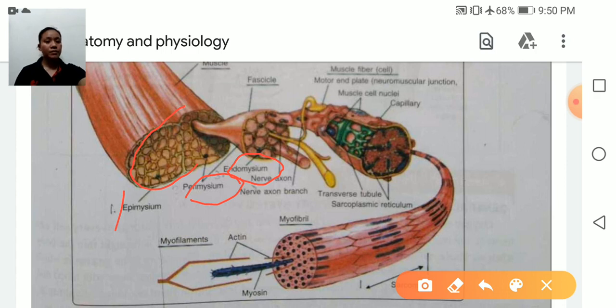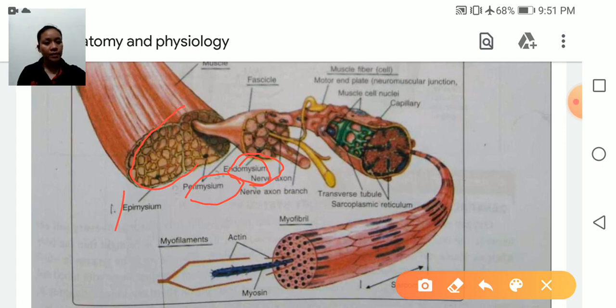Perimysium covers the bundle of muscle fibers. Epimysium surrounds the entire muscle, and the endomysium covers a single muscle fiber.